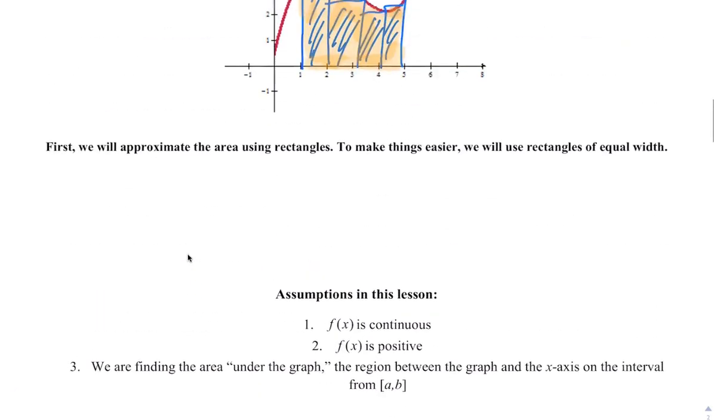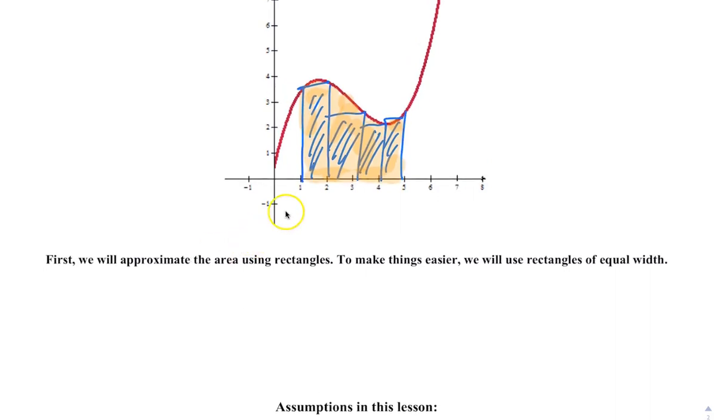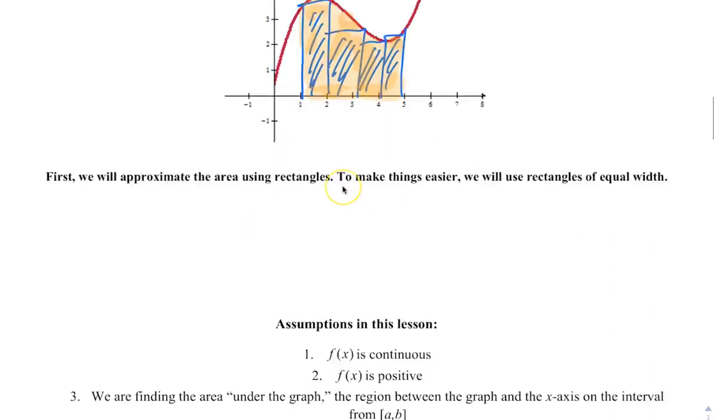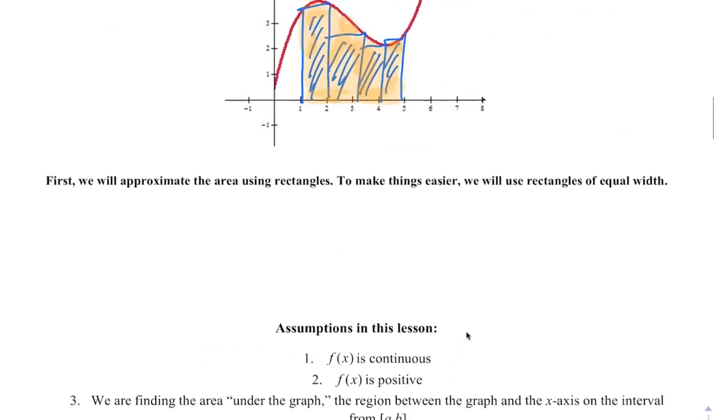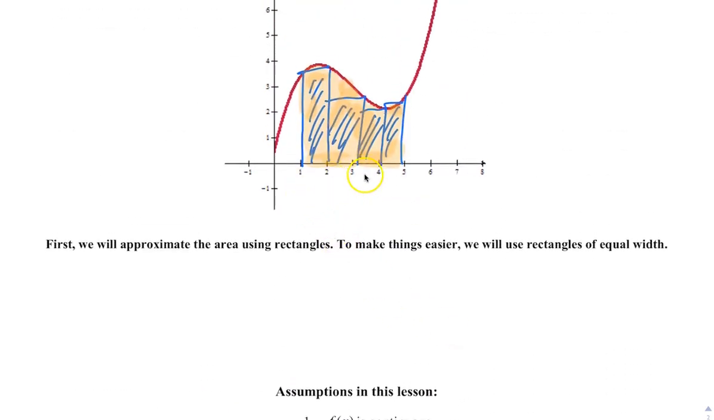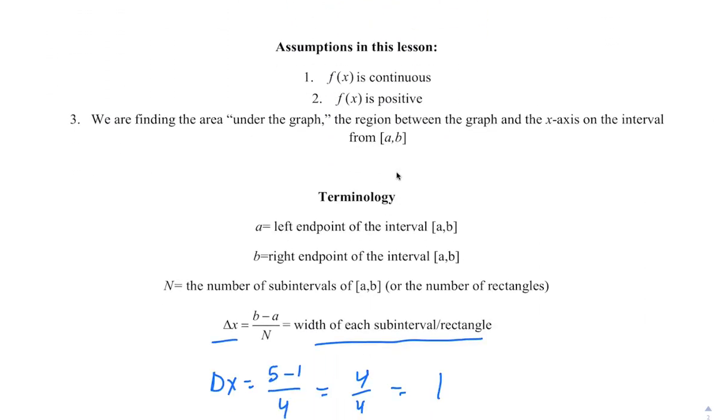So for a quick example up here, I went from 1 to 5, and I had four subintervals. So in this case, my delta x would have been 5 minus 1 over 4, which is 4 over 4, which would have been 1. So all my widths should have been 1. And they were, right? 1 to 2, 2 to 3, 3 to 4, 4 to 5. Okay, so that's the general terminology.